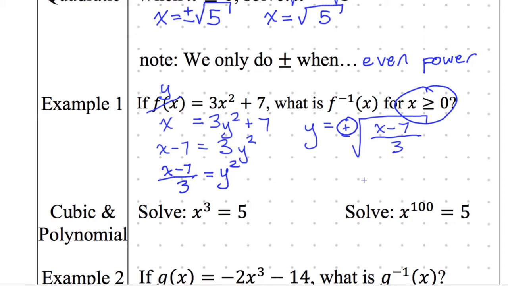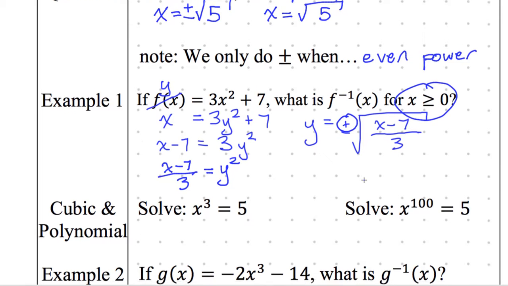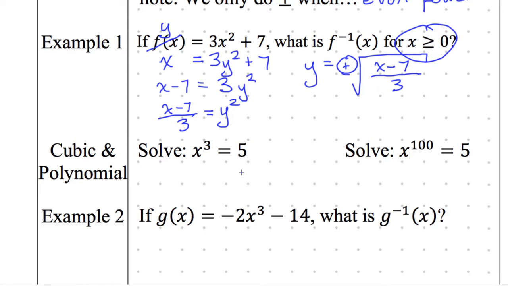Any other questions before we move on to our next type of problem that we'll encounter? Shakes our heads. All right. Cubic and polynomial. All right, so solve for x to the power of 3 is equal to 5. This is a little bit harder of a review question because we're moving farther into the realms of Algebra 1. X cubed equal to 5. How do I solve? Quiet raised hand.